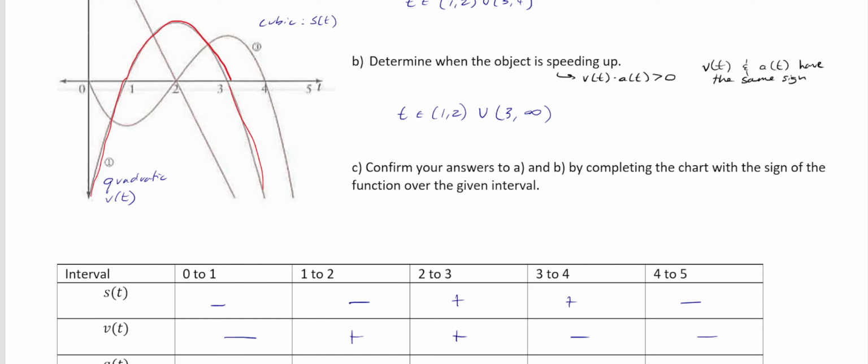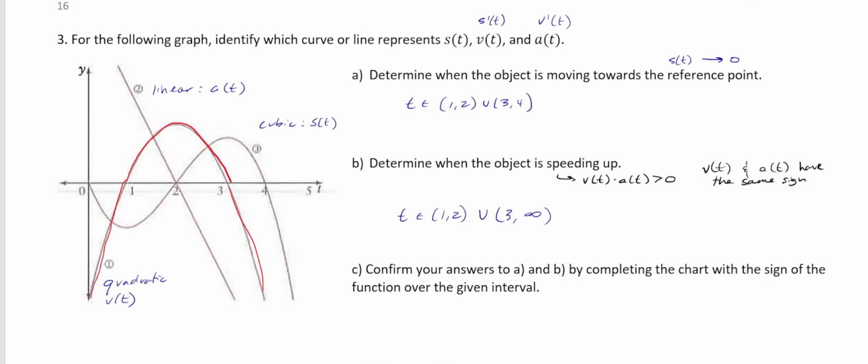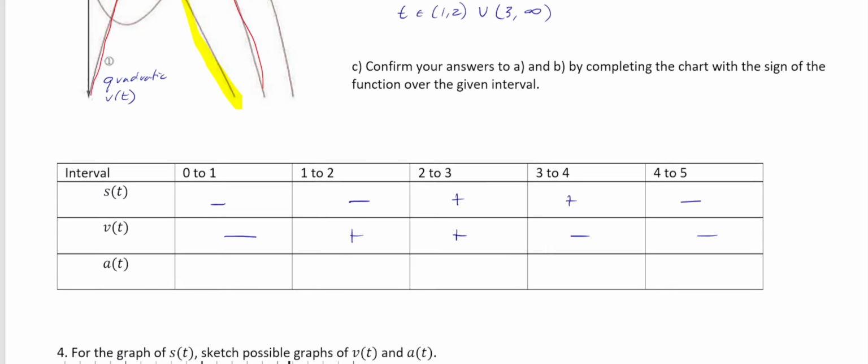Finally, we're going to look at the a(t) function, and we can see that the a(t) function is positive from 0 to 2. I'll highlight that. So the a(t) function is positive from 0 to 2, and from 2 to infinity, the a(t) function is going to be negative. So let's write that in our sign table right here.